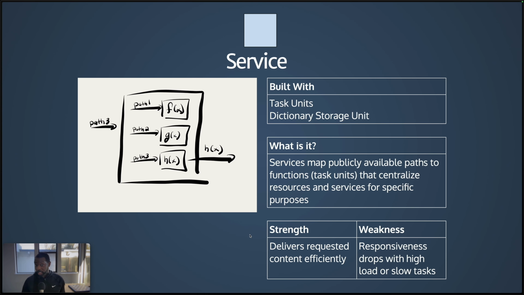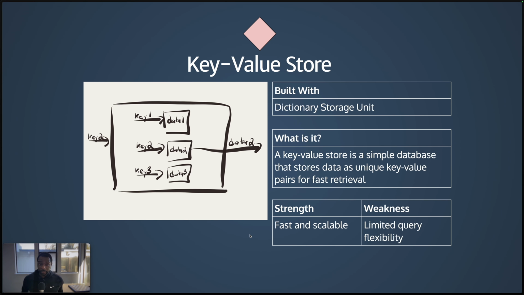Now we're going to go into storage first. Remember, these are the storage-first building blocks. So we have the key value store, right? Built with what? The dictionary storage unit. You notice that this dictionary storage unit is the same one that we used in the service previously, and we're using it for the same thing, but the key value store is now making that available as a pure storage building block for our systems.